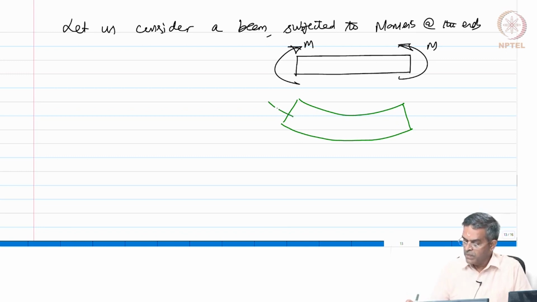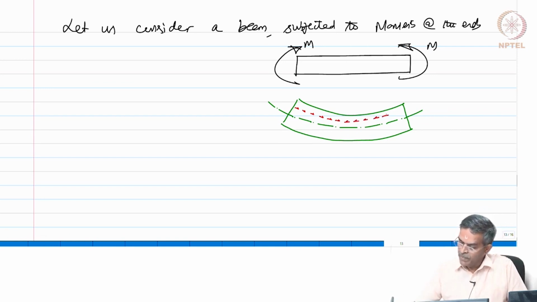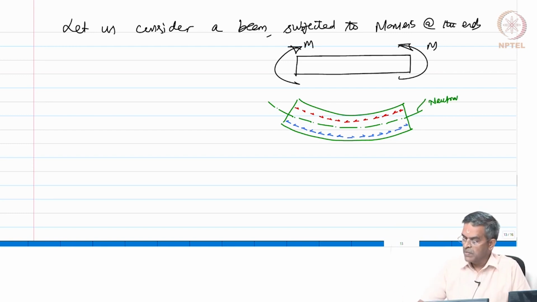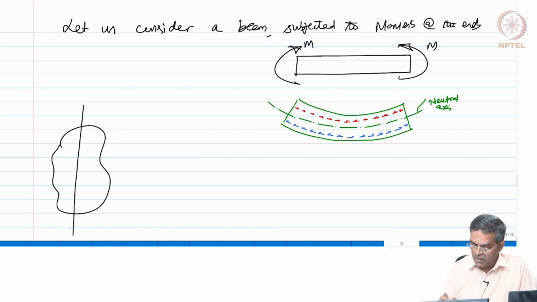There will be a neutral layer which will have neither tension nor compression. Above the neutral layer, things will be under compression. Below the neutral layer, things will be under tension. So, we call this the neutral axis. Okay. This is the bending action of the beam. Let us take an arbitrary cross section. Okay. In this cross section, let us mark the extreme fibers.